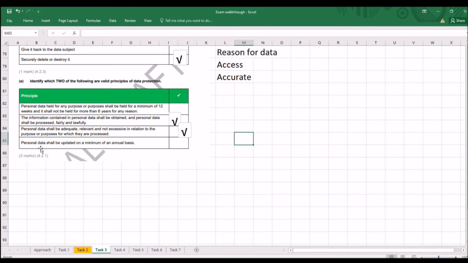Personal data should be updated on a minimum of an annual basis. That's just nonsense. So it's those middle two there. Okie dokie.